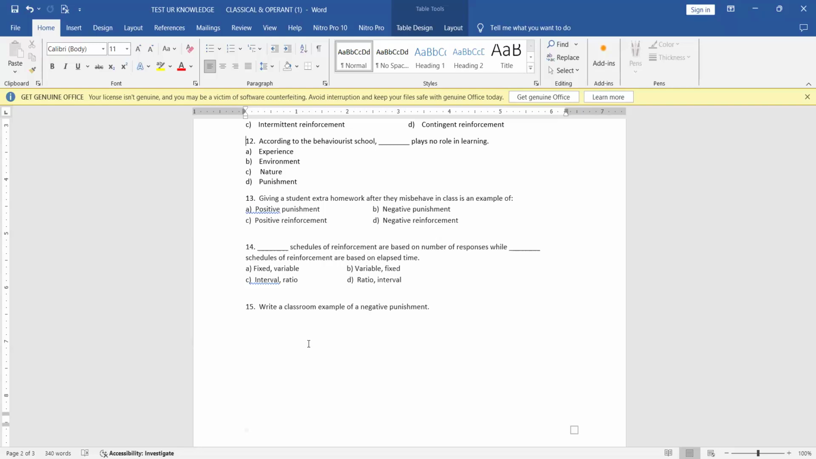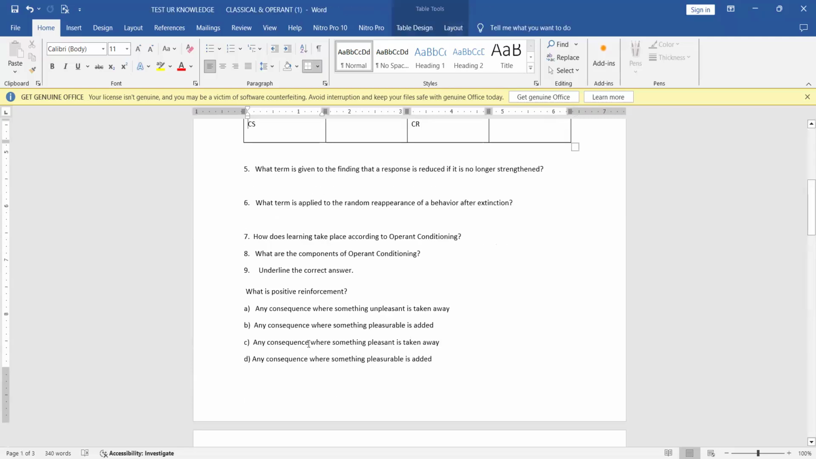Negative is removing, right? As a punishment for shouting in the class, the teacher removes their interval time. They like the interval time, and it's removed. So it's a negative punishment. The teacher can say, you shouted, today you are not allowed to go to the grounds during the interval. That is a negative punishment. It's less threatening than positive punishment, which gives some form of physical, psychological or emotional punishment. Okay.